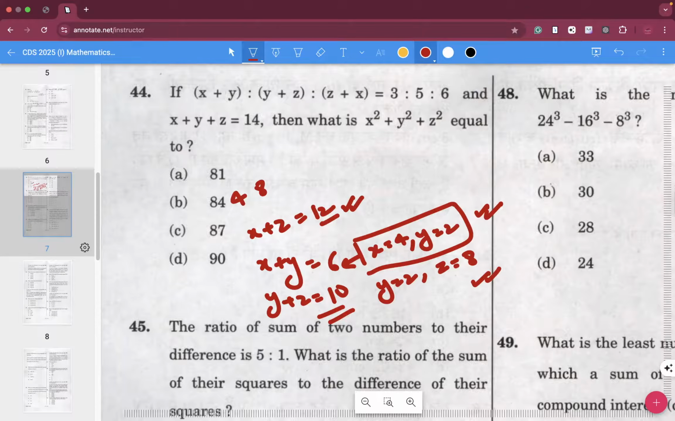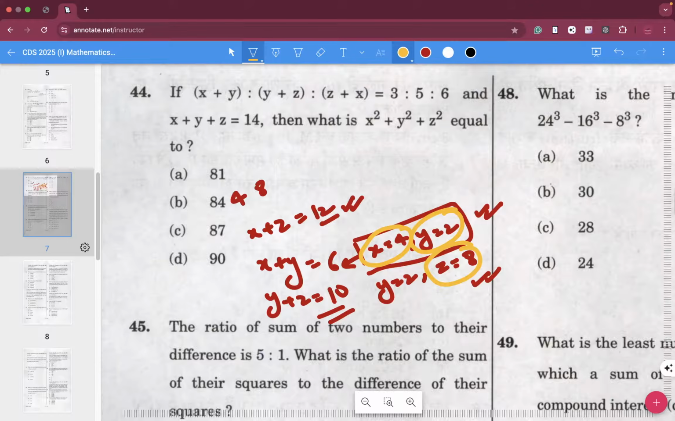So which means we get the values. x value over here is 4, y value over here is 2 and z value over here is 8. You have to think through it. You have to run your brain and think through these numbers.